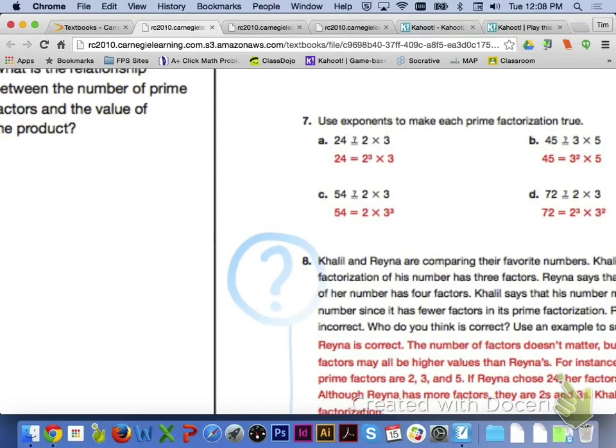For letter A, 24 is going to be equal to 2 cubed times 3. For letter B, 45 is going to be equal to 3 squared times 5. For letter C, 54 is going to be equal to 2 times 3 cubed. And for letter D, 72 is going to be equal to 2 cubed times 3 squared.